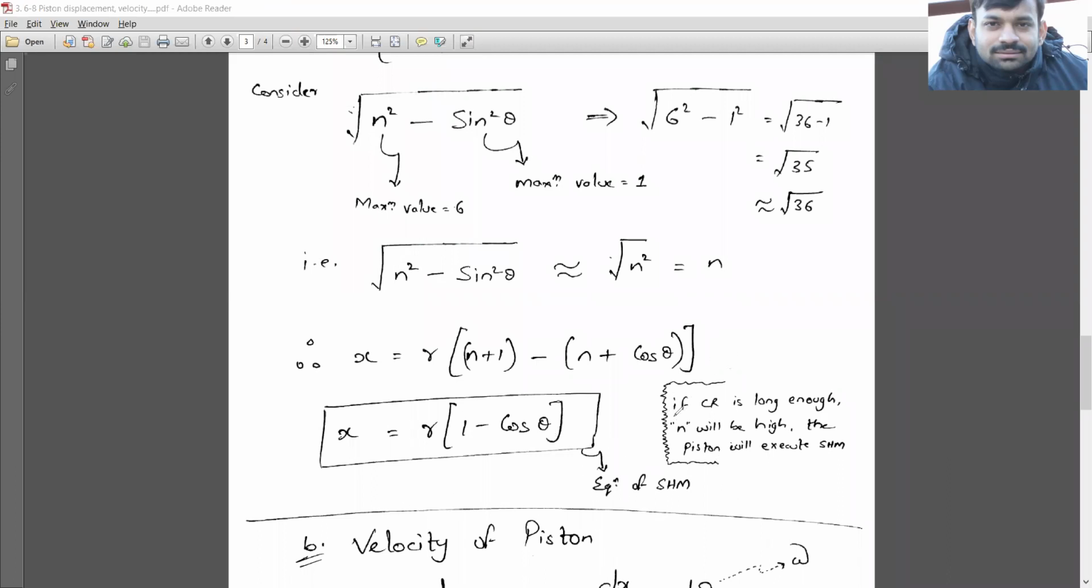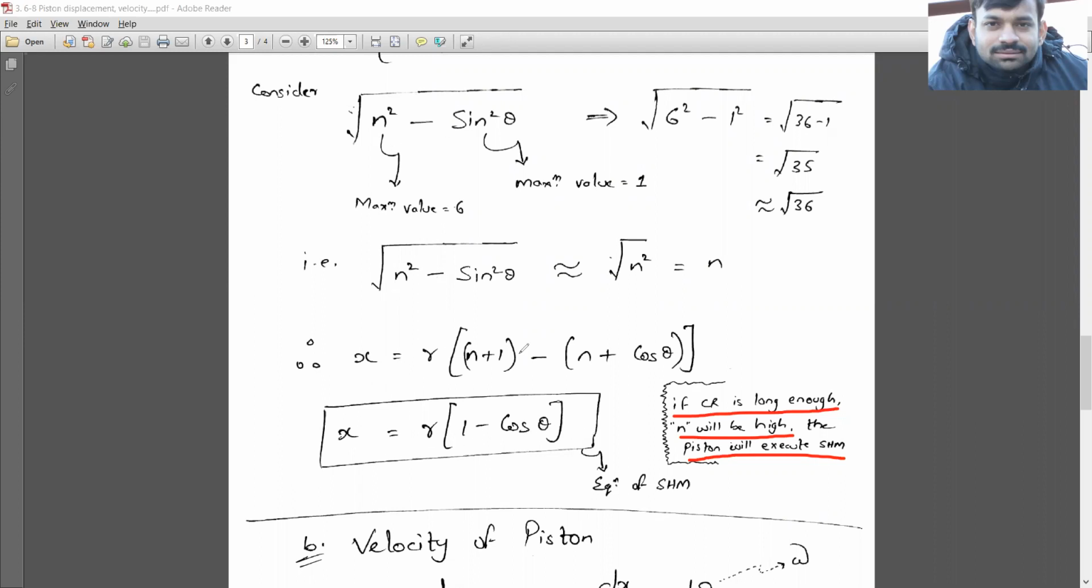So its answer is simple. If the connecting rod, this CR is the connecting rod, is long enough, the value of n will be high. The piston will execute a simple harmonic motion. How? Because this positive n and negative n will get cancelled once you open this bracket, and you get x equals r times (1 minus cos theta).